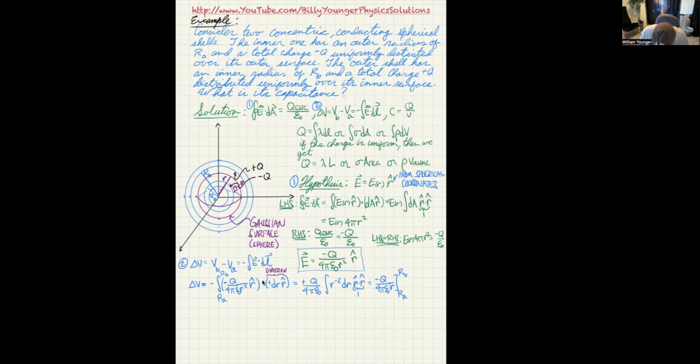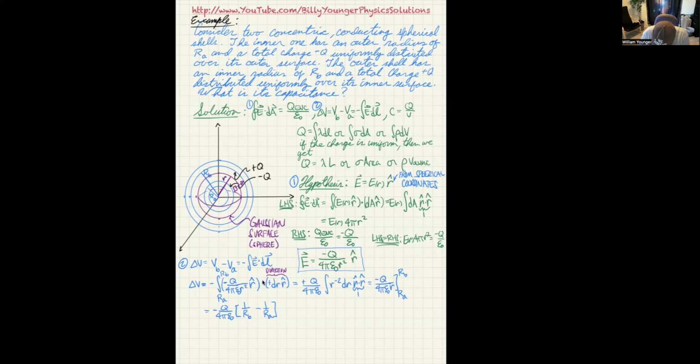So when I do that, that's going to become negative Q over 4 pi epsilon naught, now it'll be 1 over RB minus 1 over RA. Now notice in this case, RB is the bigger number, so 1 over RB should be the smaller number, and 1 over RA would be the bigger number. So when I subtract 1 over RB minus 1 over RA, I'm going to get a negative number, which canceling out with the negative sign gives me a positive voltage, so I know I did it correctly.